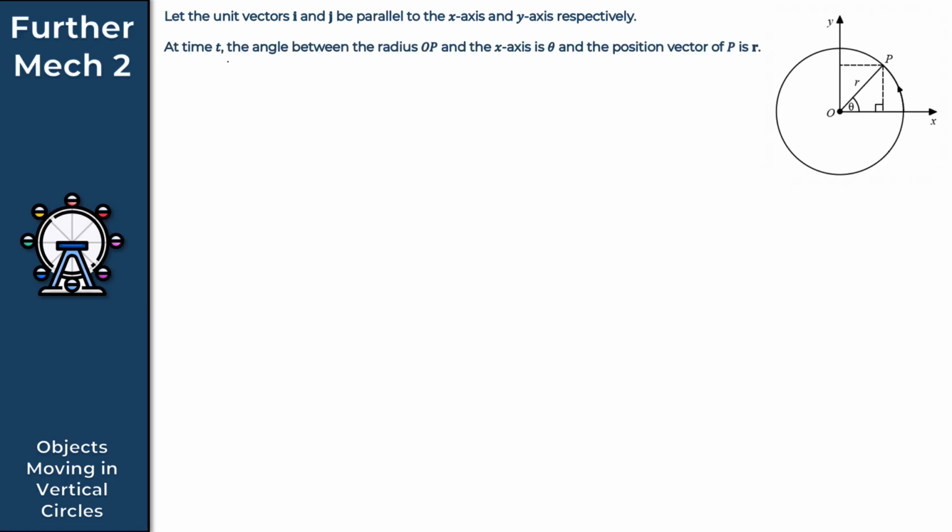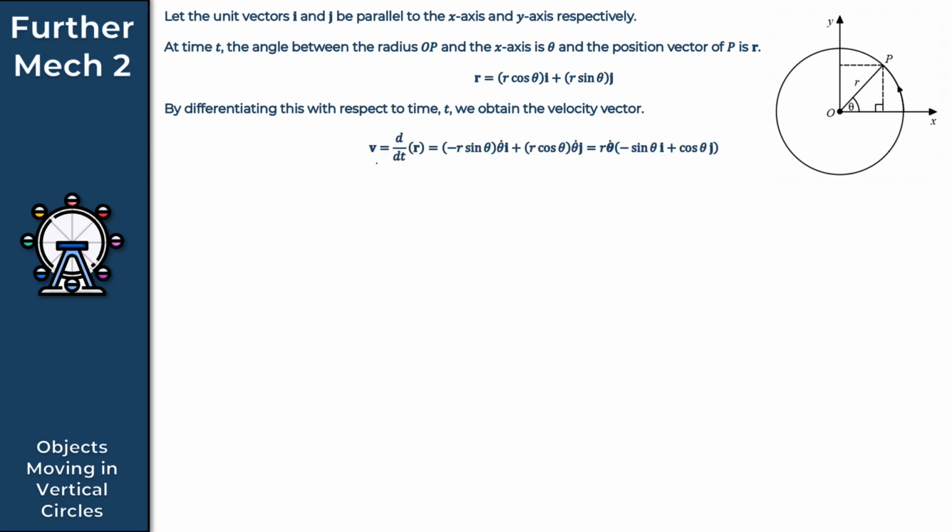At time t, the angle between the radius OP and the x-axis is theta, as we can see on our diagram, and the position vector of P is simply given as r. So r is just r cos theta i plus r sin theta j. Nice and straightforward. Now, what we can do is differentiate this with respect to time t, and if we do that, we obtain the following velocity vector.